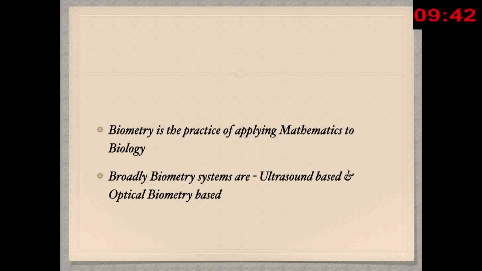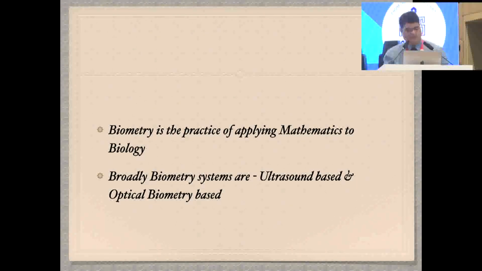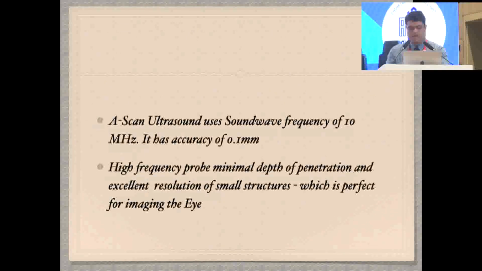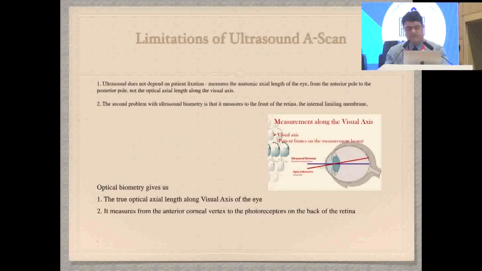We all know that biometry is a practice of applying mathematics to biology. So broadly, biometry systems are ultrasound based or optical biometry based. A-scan ultrasound uses a sound wave frequency of 10 megahertz and has an accuracy of 0.1 millimeters. The high frequency probe used in A-scan has minimal depth of penetration, which is excellent for resolution of smaller structures, that is, we use it for the eye.